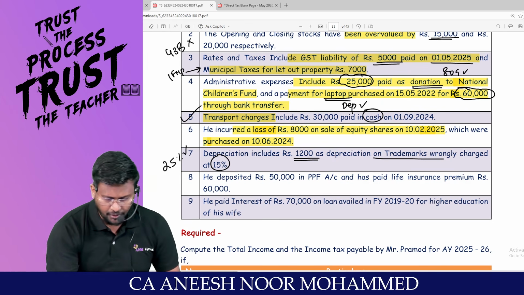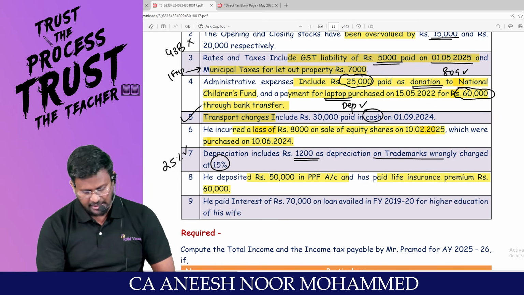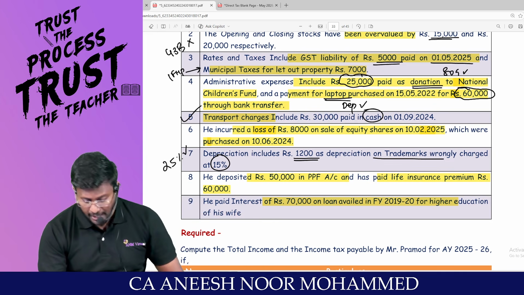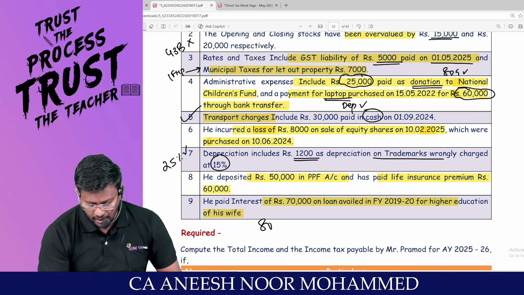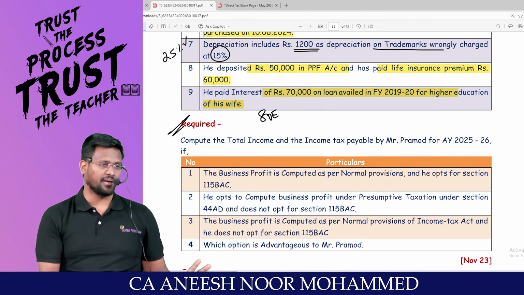He deposited 50,000 in PPF, 80C. He has paid LIC of 60,000, 80C. He paid interest of 70,000 on a loan availed in 2024 for higher education of his wife. Wife is an allowed person. For the higher education loan, he can claim 80E. These are the requirements.